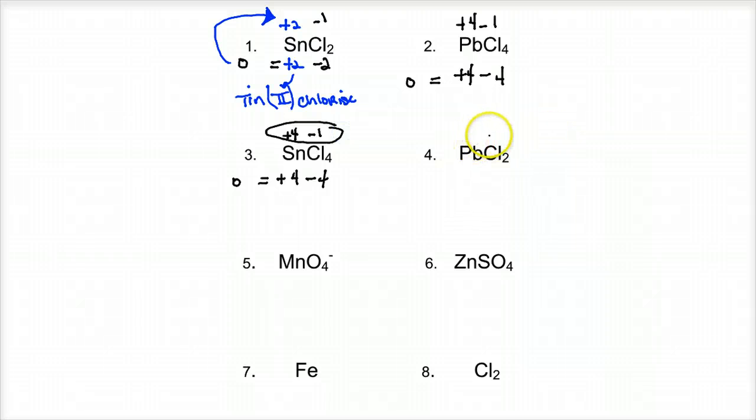Moving on, lead has to be positive. I know it has two choices, but chlorine only has one negative choice. That's my starting point, -1 individually. There are 2 chlorines, so -2 overall. This has to equal 0, so this has to be +2. And because there's only one lead, +2 overall. My starting point was the chlorine in all of these problems because that was the one I definitely knew.